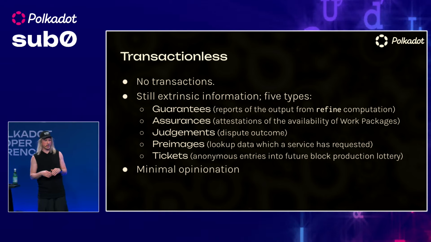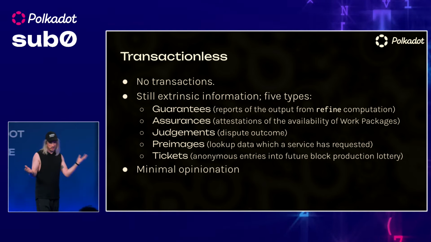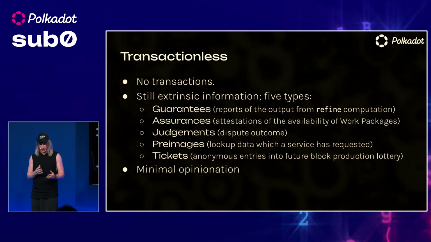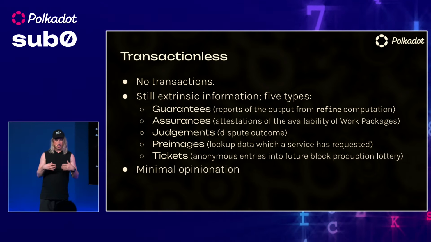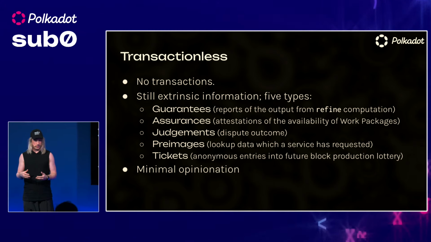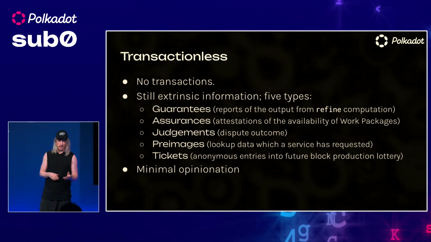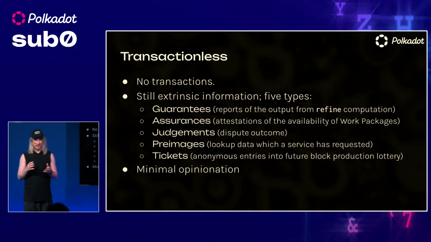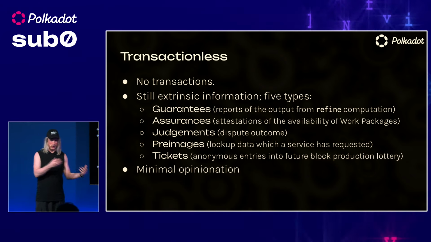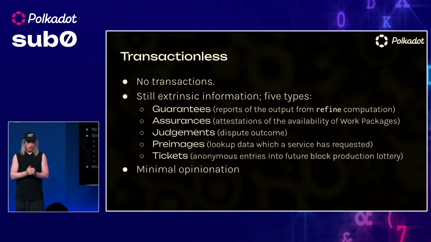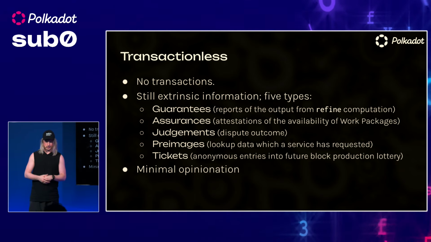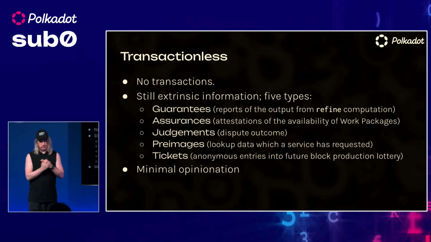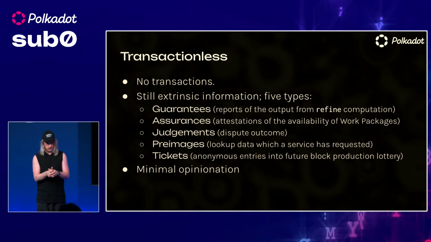So if there are no transactions, how does anything make its way from the external world in? Well, there's still extrinsic information, but these are not of an arbitrary format. They are of a specific format. In most cases, there can only be one thing that the block author can put in its place. Now, there are 5 kinds of extrinsic in JAM: guarantees, assurances, judgments, pre-images, and tickets. Okay?